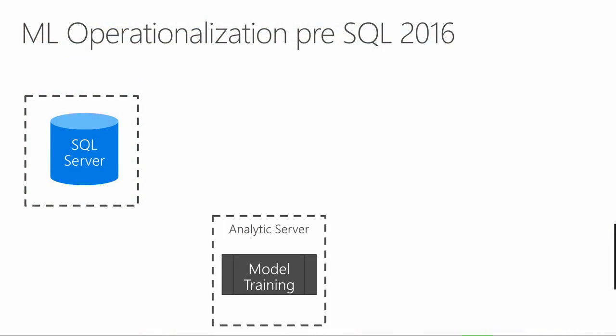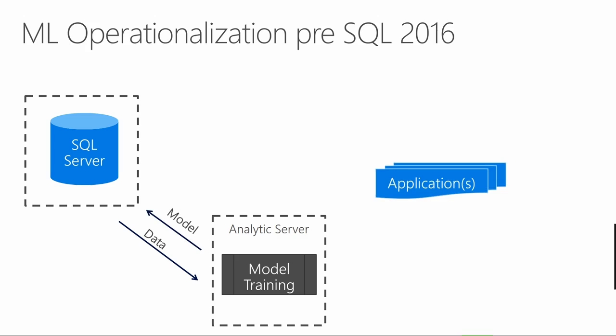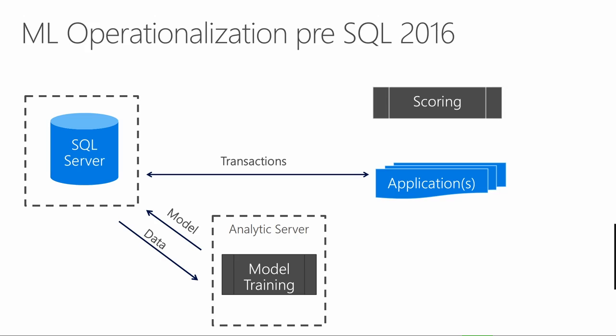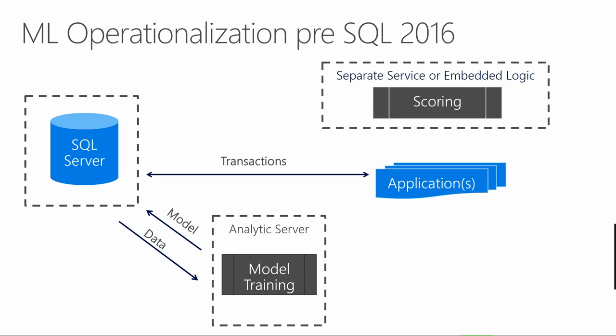In terms of operationalization pre-SQL 2016, if I have to put it in a picture, it looks something like this. You'll have SQL Server sitting somewhere in a box, and then you have an Analytics Server, which is probably your desktop or the data scientist's desktop. That's where you push the data to, and then you push it back to SQL Server to do the prediction. Then you'll have some sort of application out there that talks to SQL Server for the transaction stuff, and some sort of embedded logic for scoring inside the application. Then you have to push new data to SQL Server. So it's a bit messy, right?